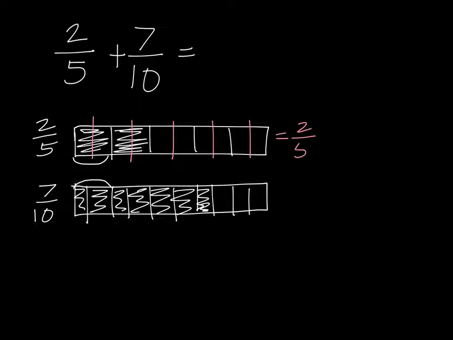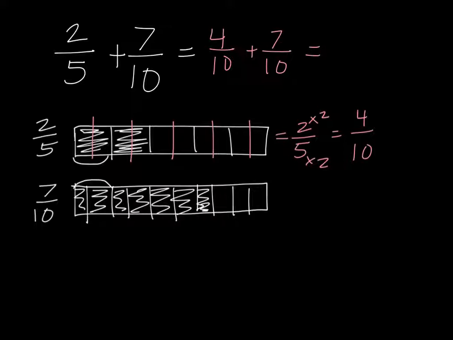So I started with the fraction 2/5. I just multiplied each 5th by 2, and I end up now with 4/10. And you can see that now instead of 2/5, I'm calling this 1, 2, 3, 4/10. Now I have equivalent fractions. So instead of 2/5 plus 7/10, my new problem is going to be 4/10 plus 7/10, which equals 11/10.